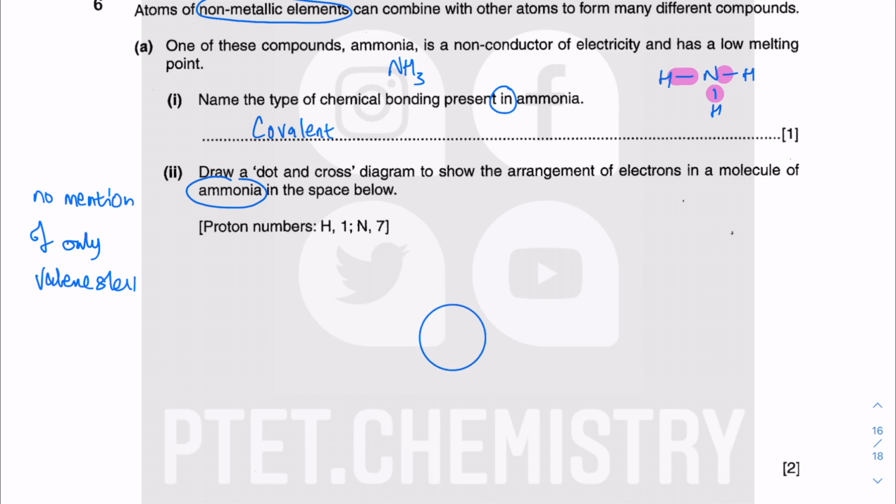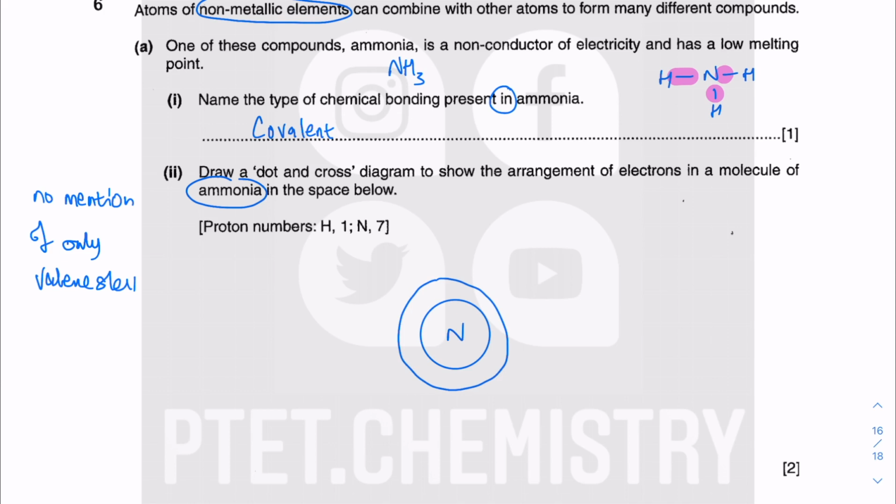I need to draw the inner shell as well. So if I draw the nitrogen inner shell first, because I'm showing two different shells, so I need to... oh, I hate that thing there. Why do they keep on doing that to me?